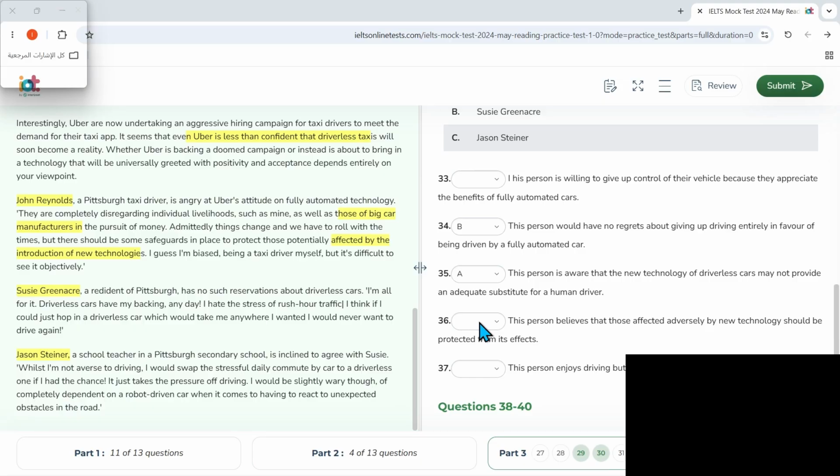This is John Reynolds. Willing to give up control of their vehicle because they appreciate the benefits of fully automated cars. This person believes that those affected. This is John Sensors. This is C. This one enjoys driving but only under favorable conditions.